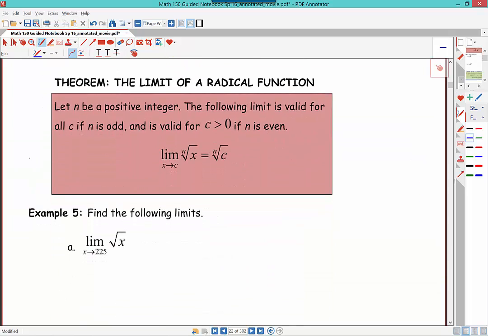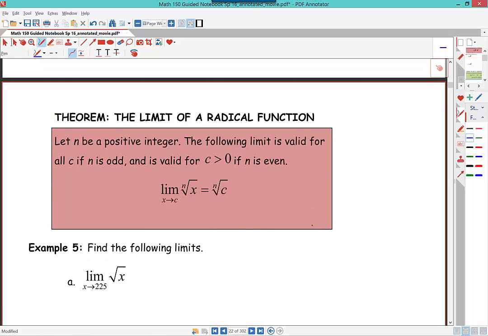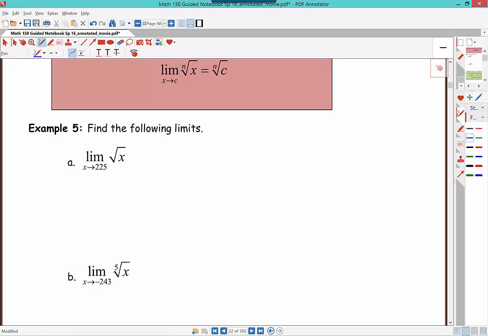Okay, same with the limit of a radical. As long as you're approaching a value that is in the domain of the radical, you're good to go. Just evaluate the expression that's in the limit at that number. So here we go, using direct substitution again. We will have the square root of 225, and what is that? Beautiful, 15.